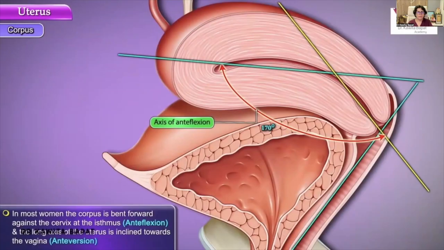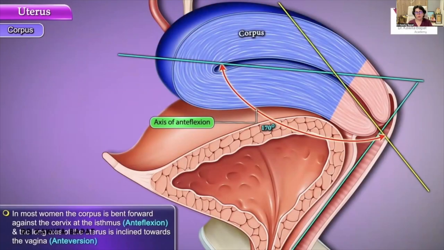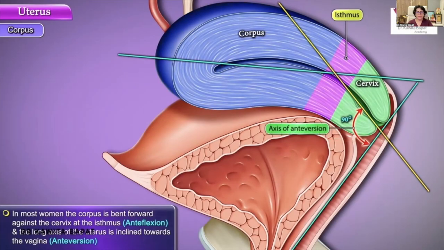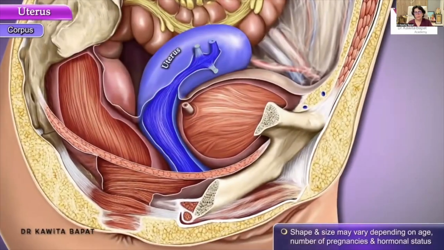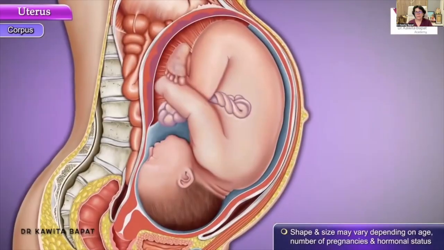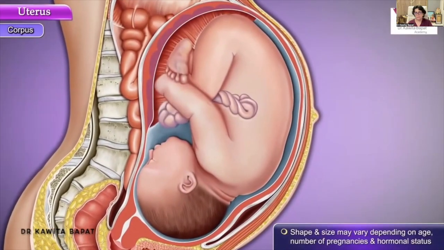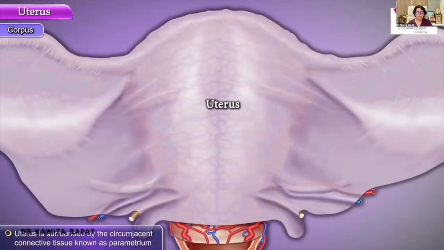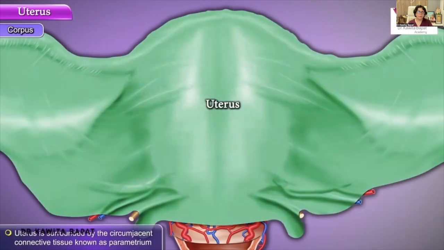In most women, the corpus is bent forward against the cervix at the isthmus, which is called anteflexion, and the long axis of the uterus is inclined towards the vagina, which is called anteversion. So anteversion and anteflexion are important to know. Now, the shape and size of the uterus depend upon the age, number of pregnancies, hormonal status, and the presence of fibroids; they all change it.